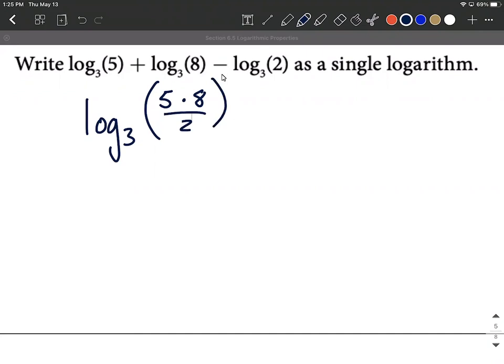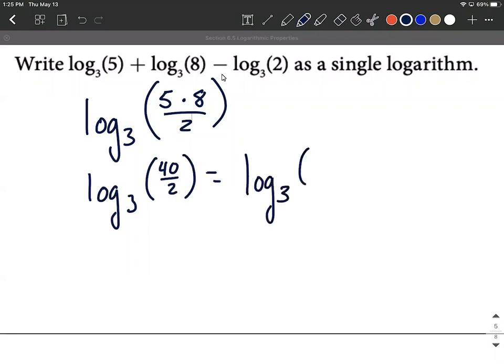We can simplify down a little bit by saying log base 3 of 5 times 8 is going to be 40 over 2. And a little bit more simplifying down, 40 divided by 2 makes 20. So that's as combined together and simplified as this is going to be able to get.